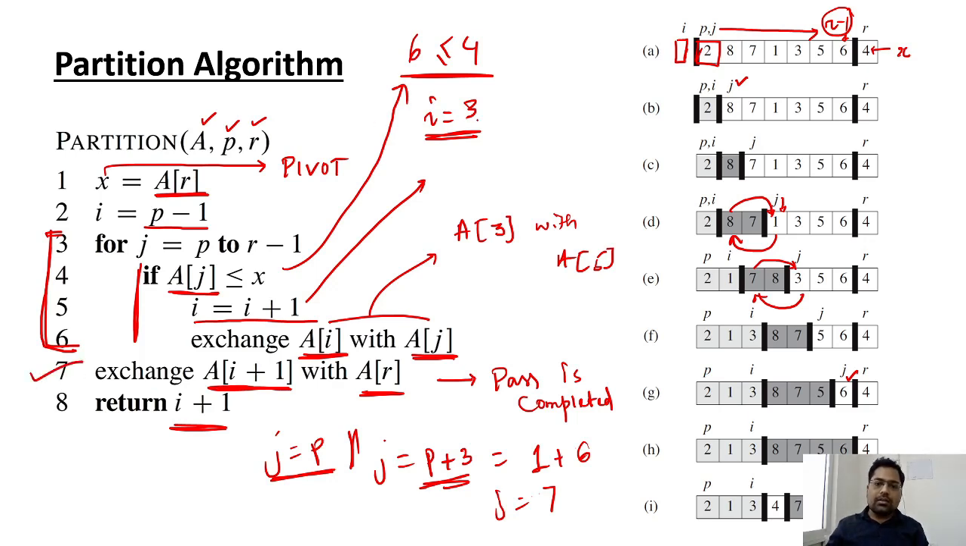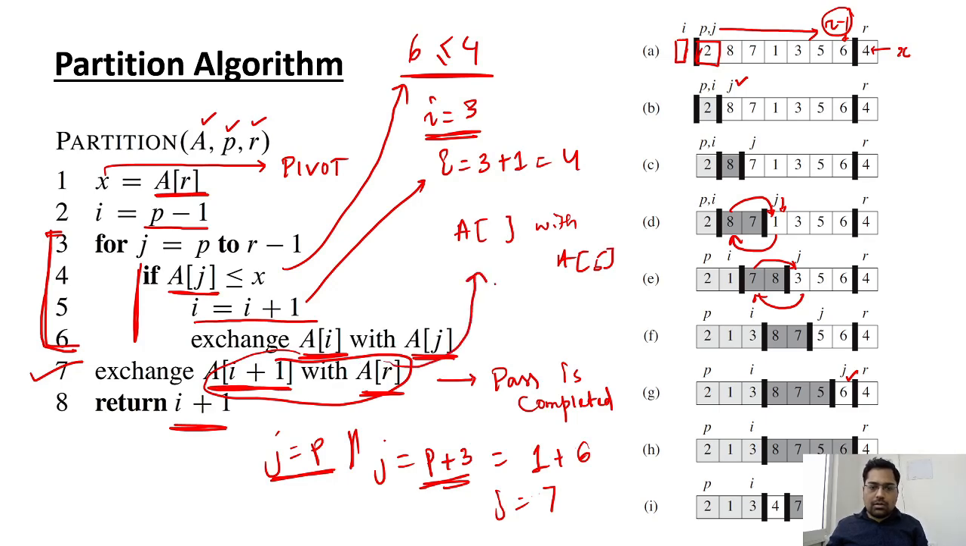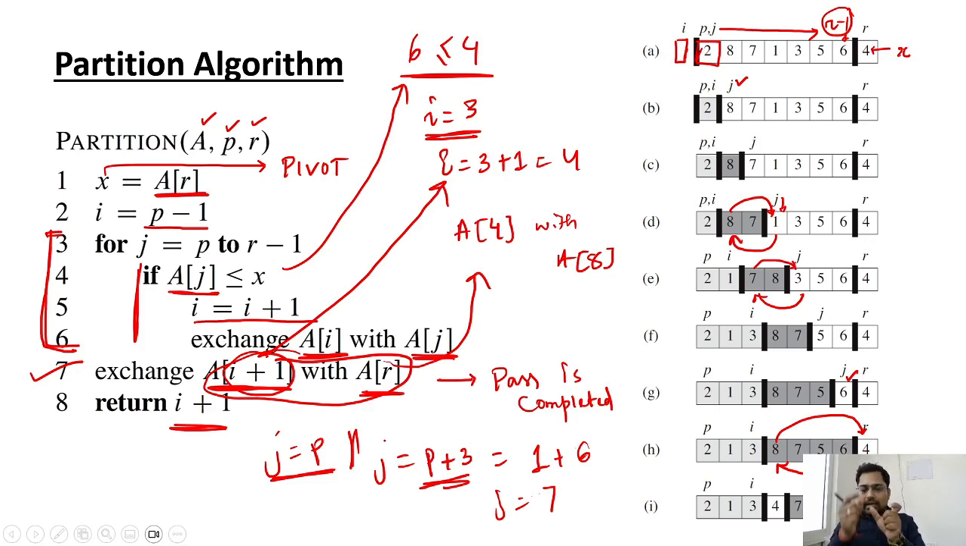Previously I was 3, now I will become 3 plus 1, which is 4, and here I must write this condition, I plus 1, like 4 plus 1, with A of R. A was previously 1 2 3 4 5 6 7 8. R is at the 8th location, so we will just exchange with that. So in the 4th position it will come and 8 will reach there. This is how it is being done.